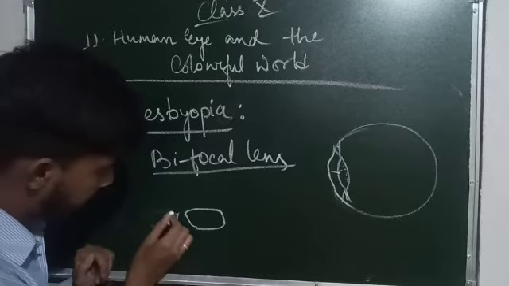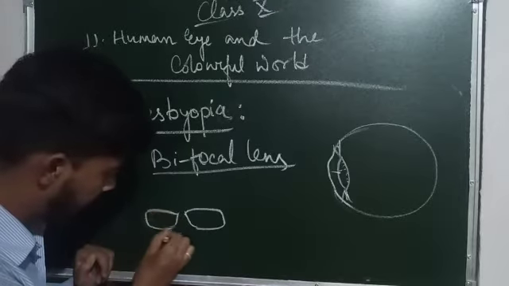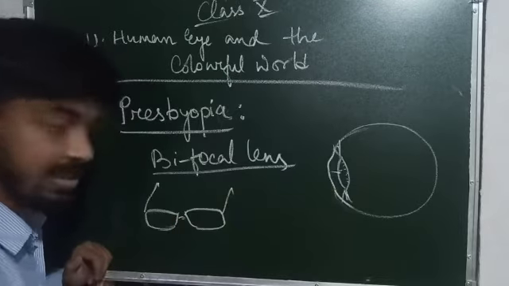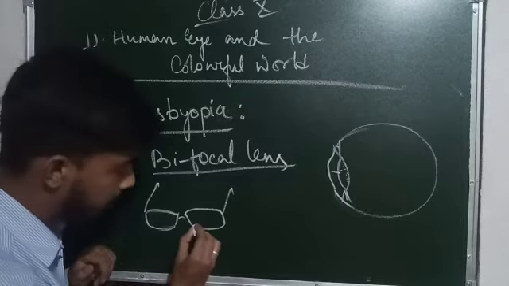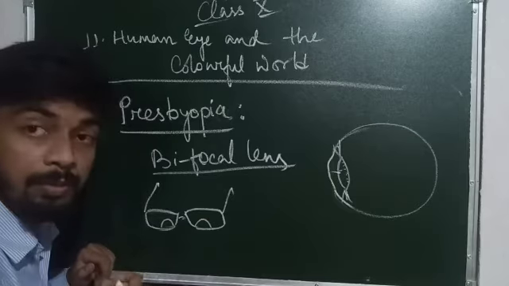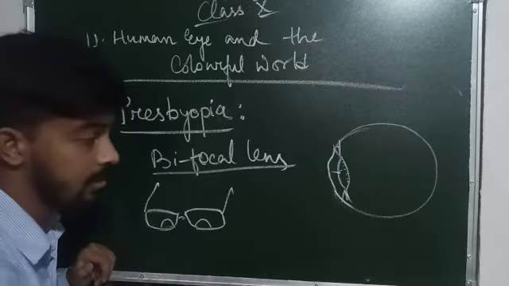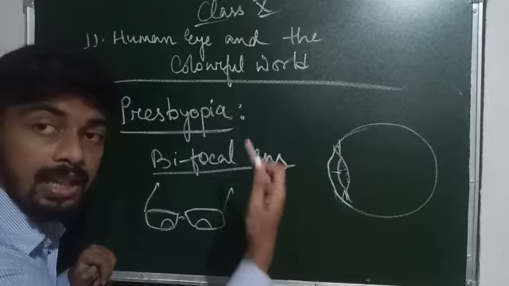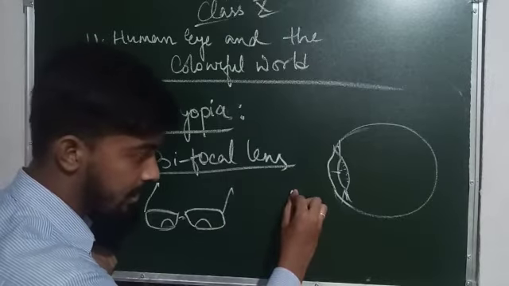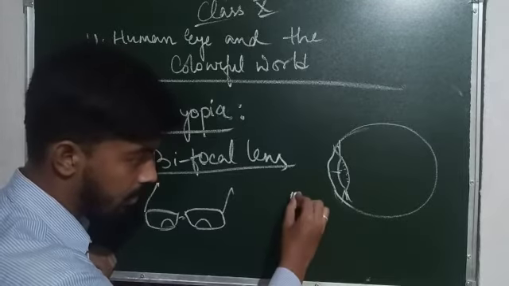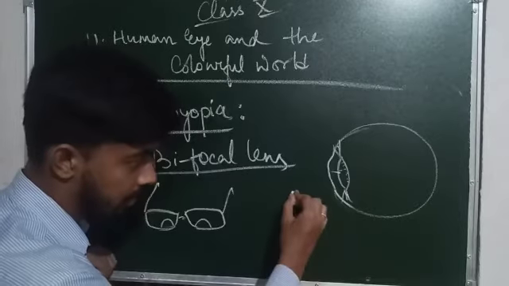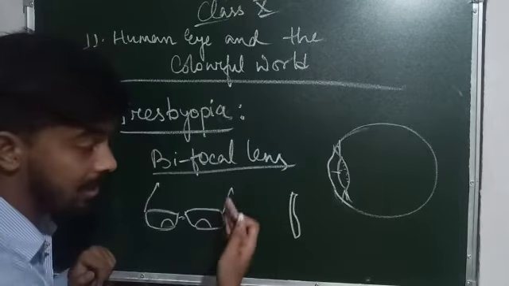You might have seen sometimes for old people, this is the lens or the specs. In this part there is a concave part of the lens, and in the upper part there is the convex. If we see the lens laterally from the side view, we can see it like this. This is the glass, this part is somewhat like this, and this part is somewhat bulged like this. I have shown you the lateral view.